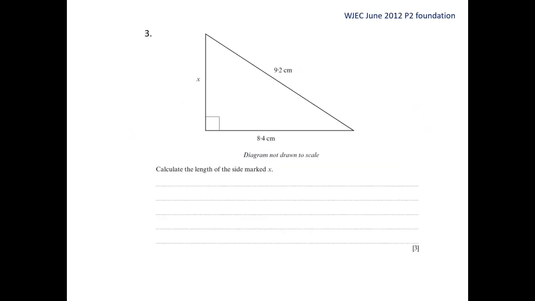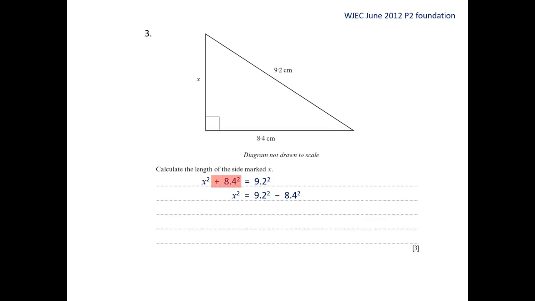Okay, let's have a look at question number 3. Calculate the length of the side marked X. So there we go. Now in the exam we've just got to make sure we don't jump in. We've got to think, okay, let's identify the hypotenuse. Okay, so I know the hypotenuse, so I'm going to write that. A squared plus b squared equals h squared. So x squared plus 8.4 squared is 9.2 squared. Let's shift that 8.4 squared.